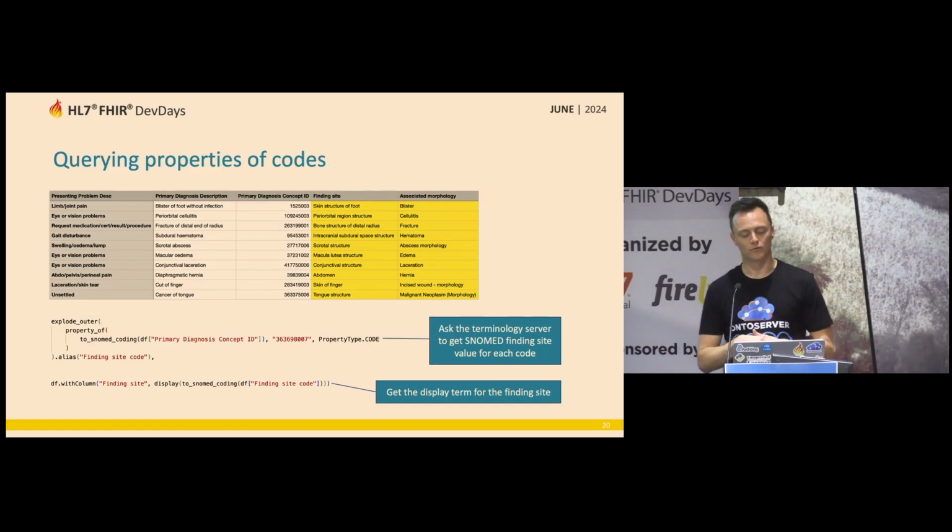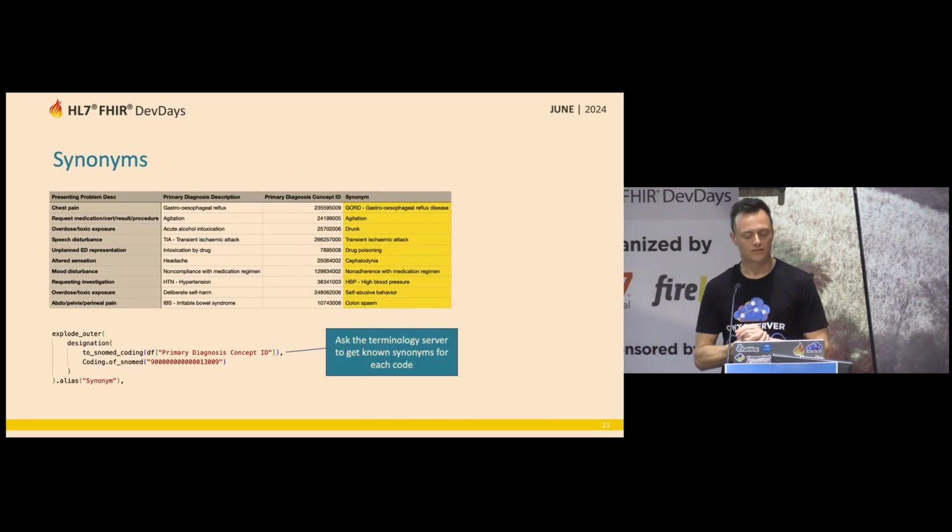This is an example of querying properties of codes. Here we're querying the finding site and associated morphology of each diagnosis code, and we've created 2 new columns to hold this information. This final example demonstrates the retrieval of synonyms. This could be useful for improving recall when using text matching searches over your data.